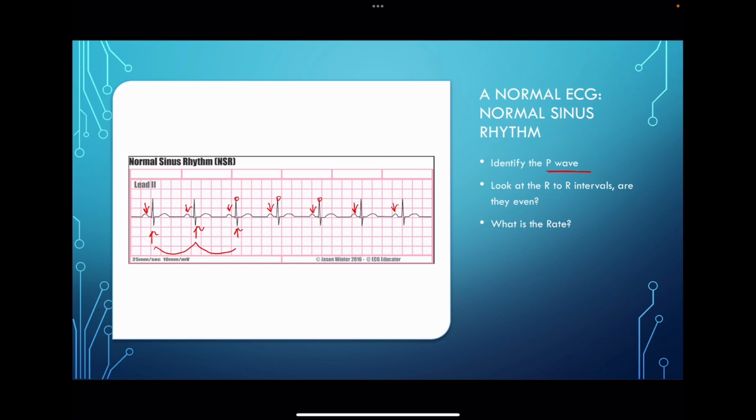If you had calipers, you'd be able to see that they all map out. Okay? So this is normal sinus rhythm. Every P wave has its own QRS and a T wave. Then it's at its baseline, and then your next P wave, QRS, T wave starts.